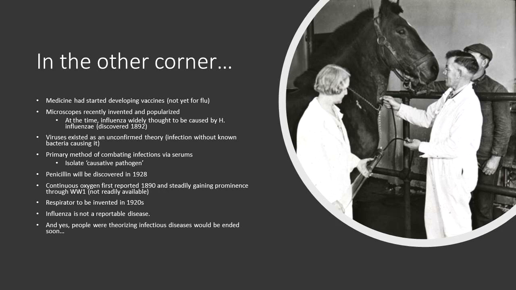Viruses at the time were considered an unconfirmed theory. It was known that polio and rabies were potentially viruses, mostly because they couldn't find a bacterium or other organism that they could see causing these diseases.